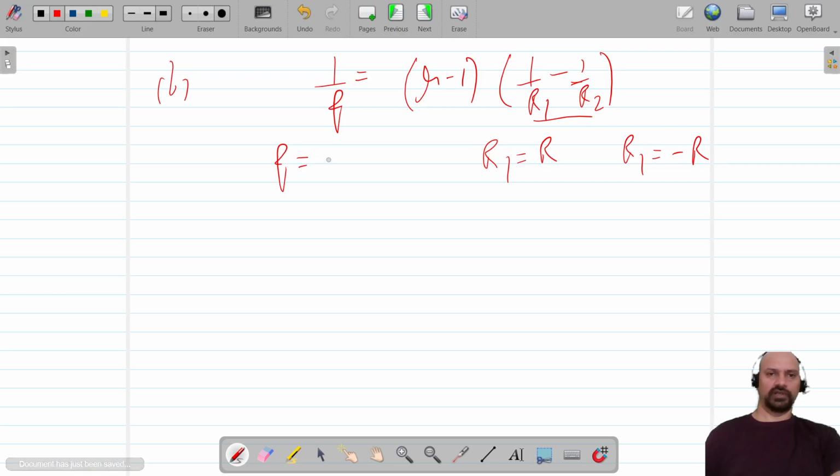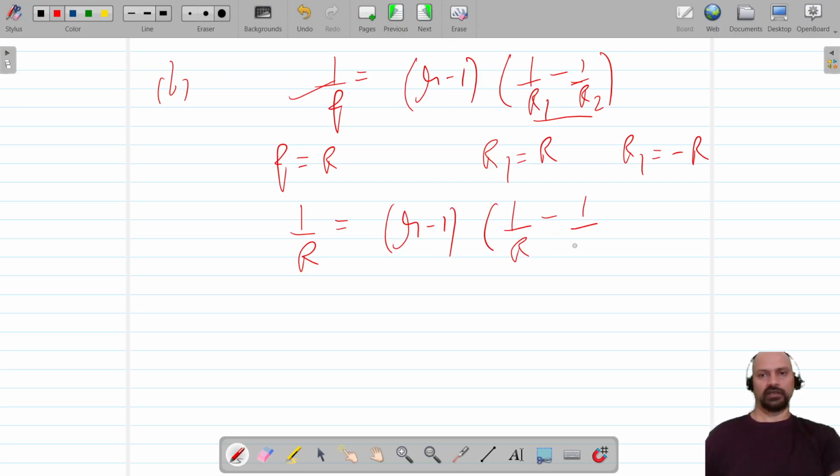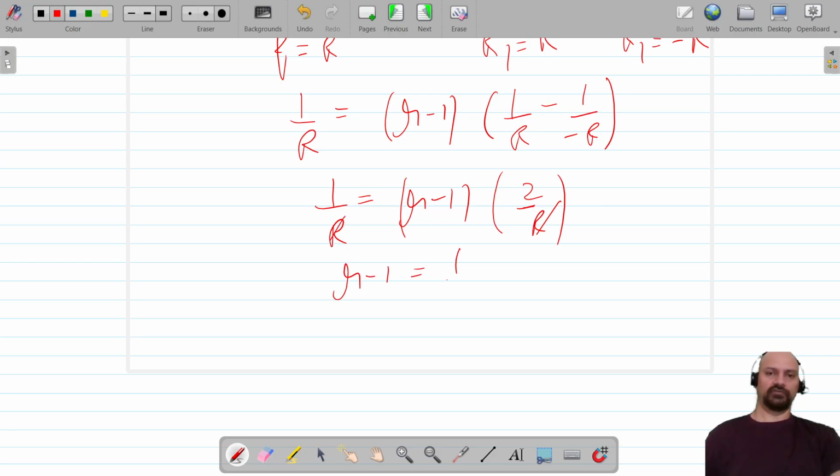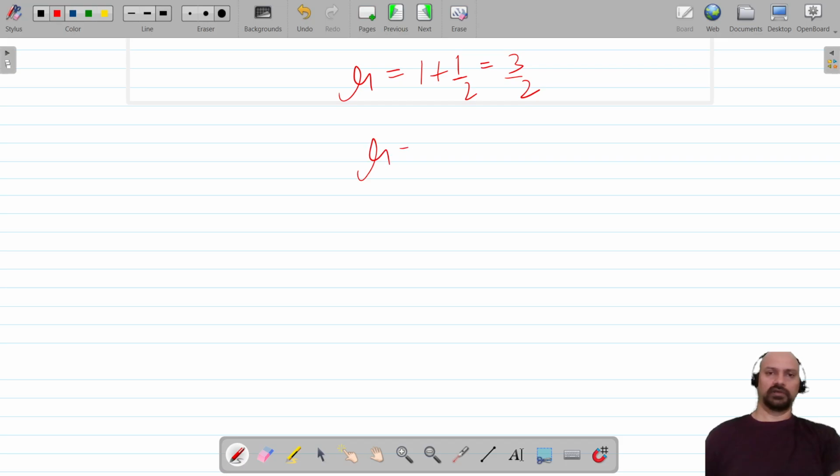Now it's given that the focal length becomes equal to R, so 1 upon R is equal to nu minus 1, into (1/R plus 1/R), since this becomes positive. 2 by R, the R gets cancelled. Refractive index minus 1 is equal to half, and refractive index is equal to 1 plus half, which is equal to 3 by 2. So the refractive index is equal to 3 by 2.